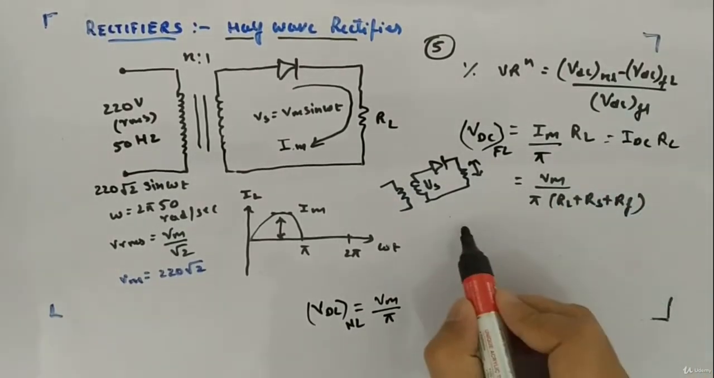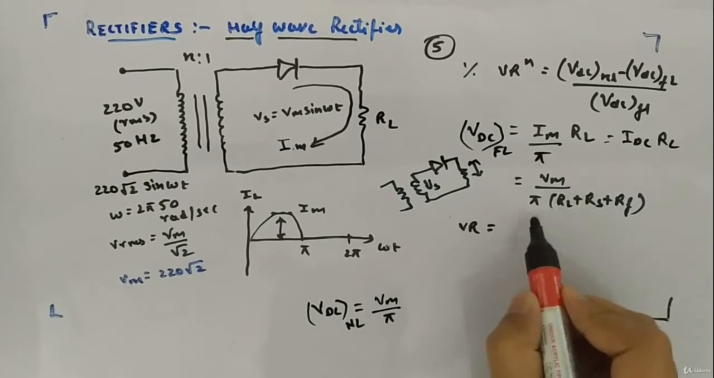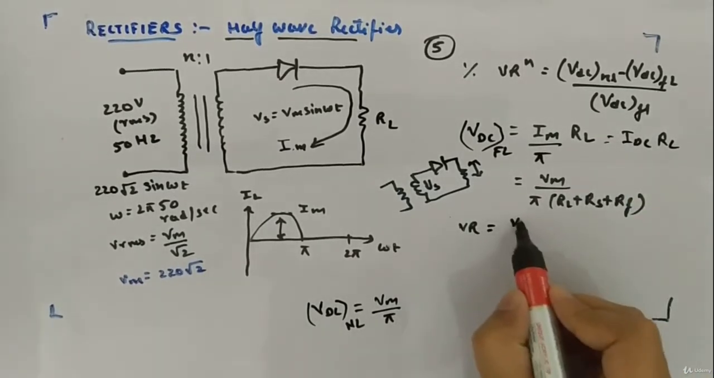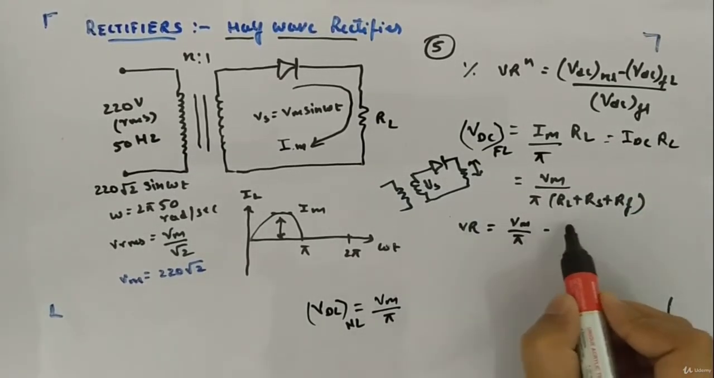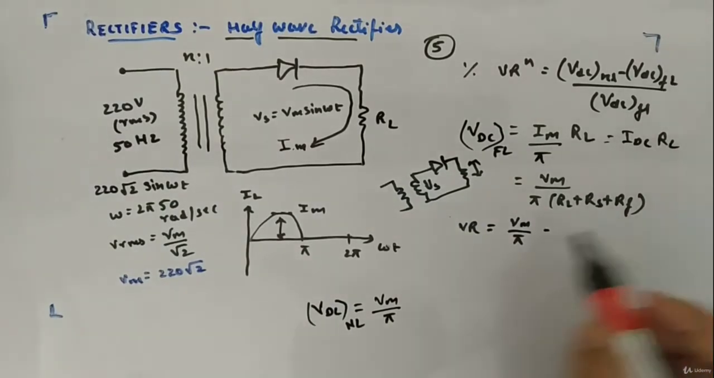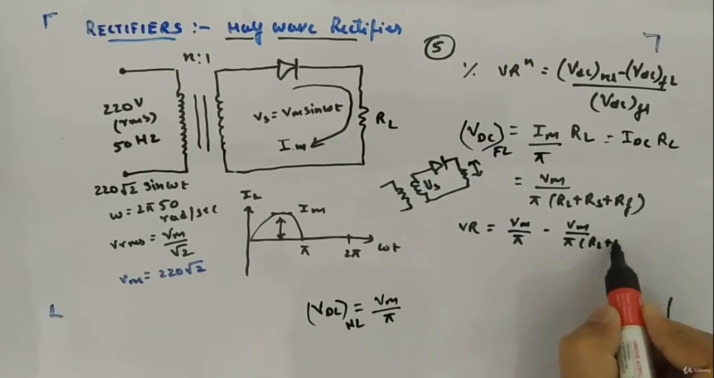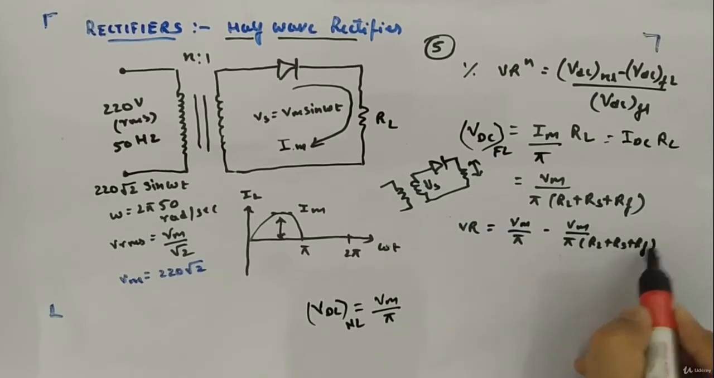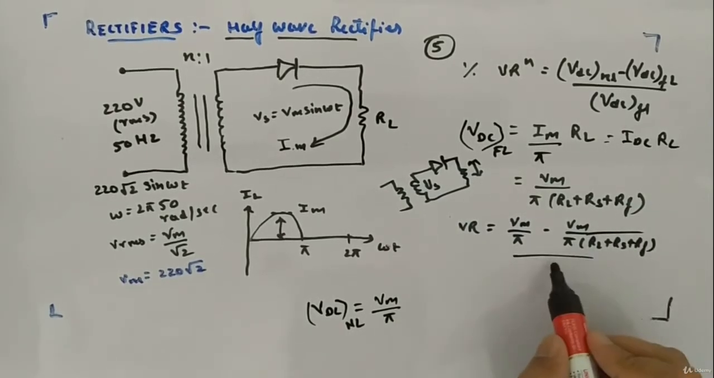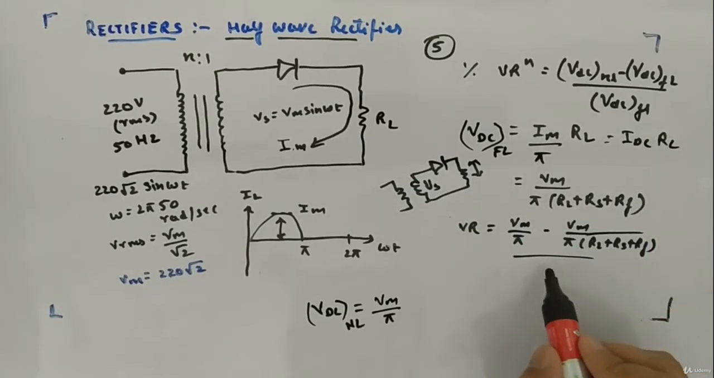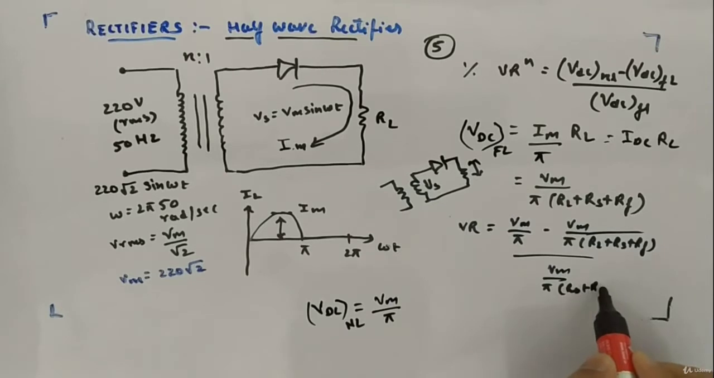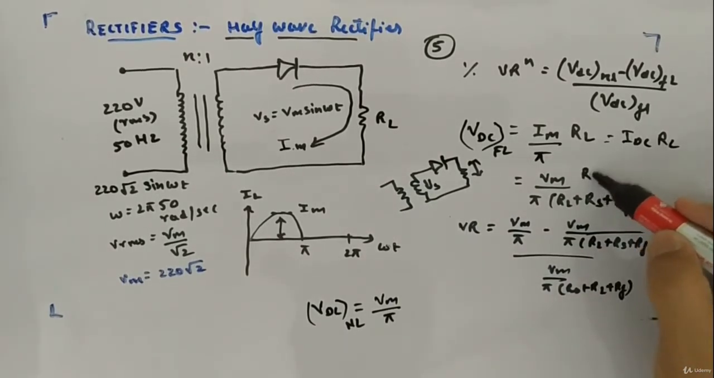Now if you plug the values into the voltage regulation formula, what you get is: no load is Vm by pi, minus the full-load voltage, which is Vm by pi RL divided by (RL plus RS plus RF), divided by the full-load voltage, again Vm by pi RL divided by (RS plus RL plus RF), and there is RL as well.